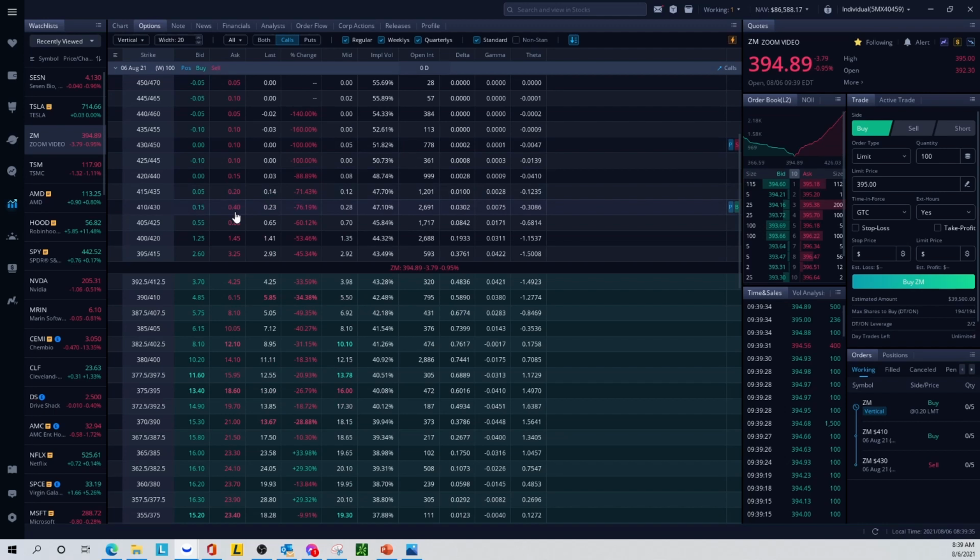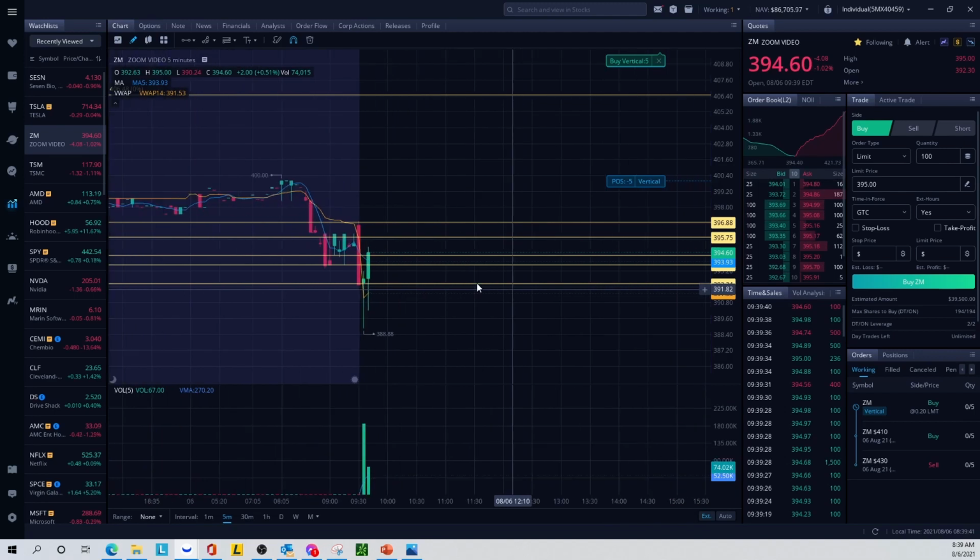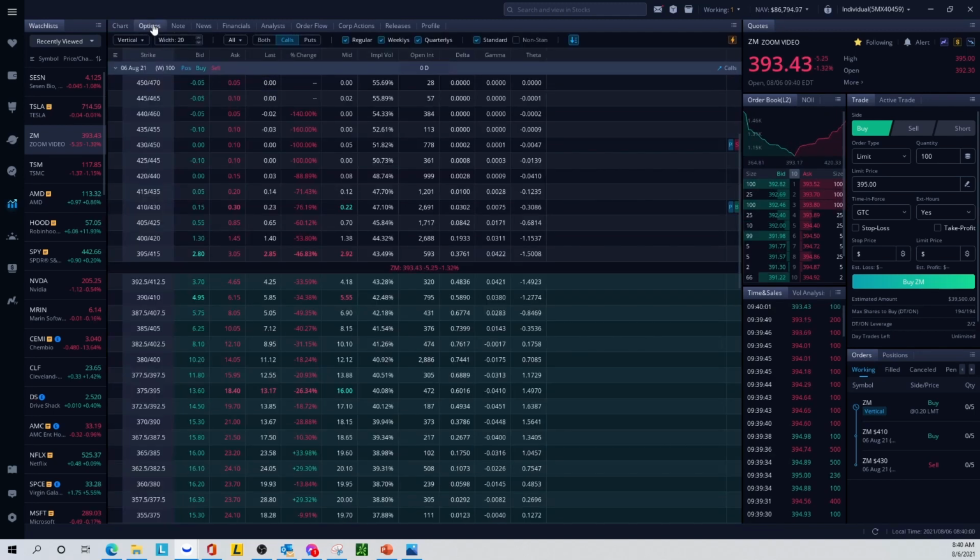And so these are increasing quite a bit, the ask, and that's because the stock price is actually rebounding. You can see it dipped as low as 389. Now it's moved up to 393. And so, like I mentioned earlier, the premiums increase with the stock price increase. The premiums decrease when the stock price decreases for call options.